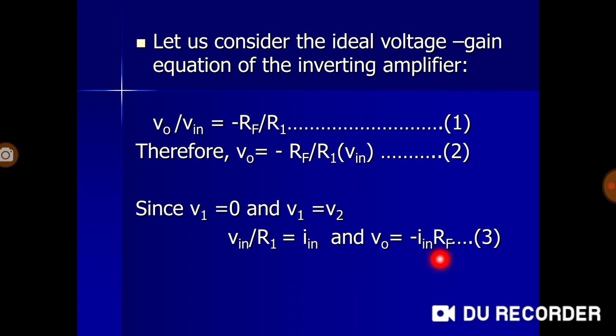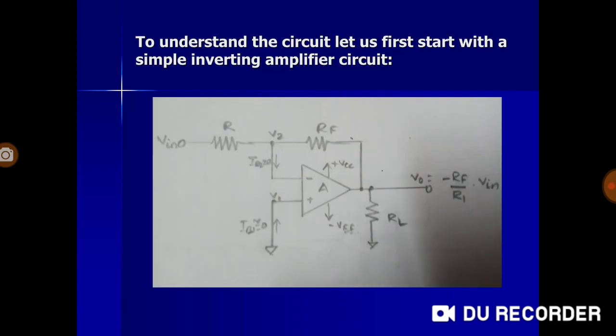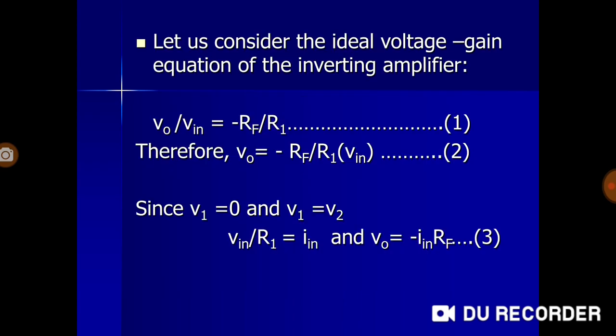So instead of V in, actually we are writing I in times R1. If we replace this particular thing, V in by R1 is equal to I in, or we can say V in is equal to I in into R1. Putting it in equation 2, V in is I in into R1. So R1 gets cancelled, and we are left with minus of I in times RF. So output voltage is proportional to the input current. So that is what we needed to establish.